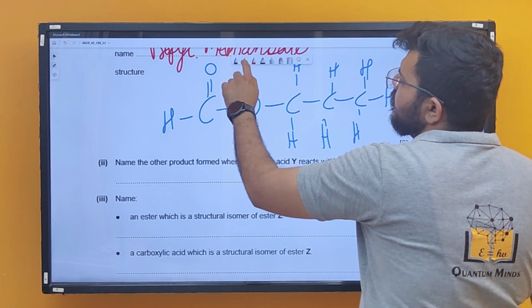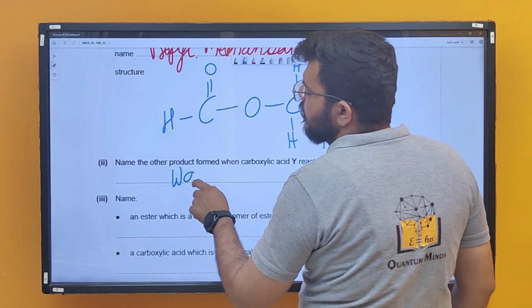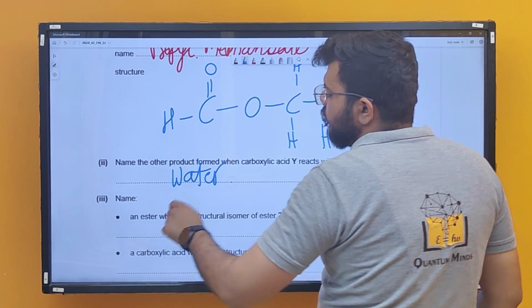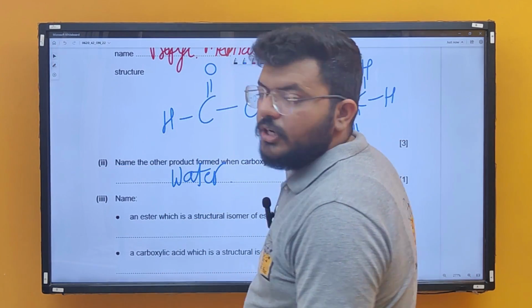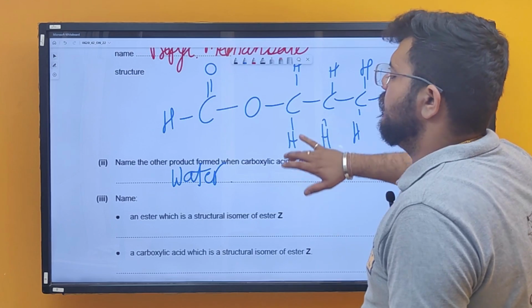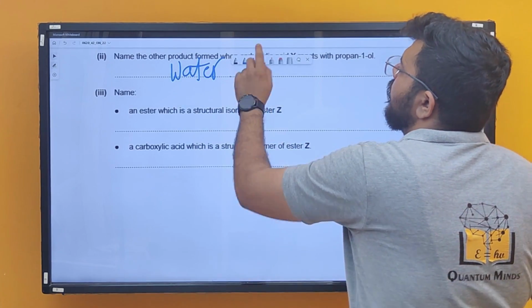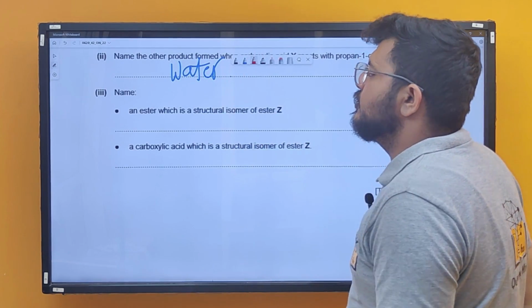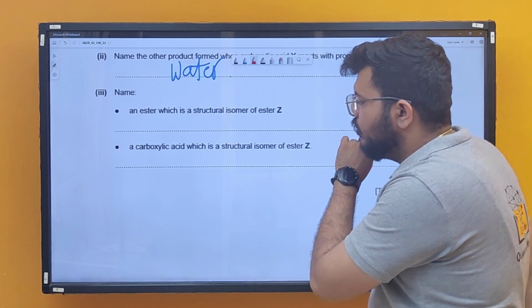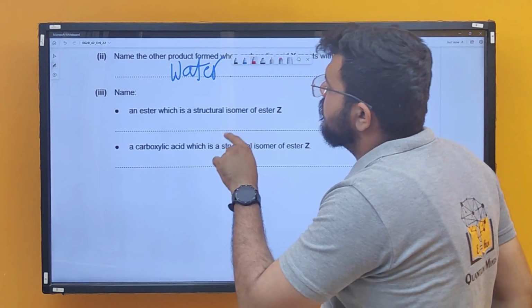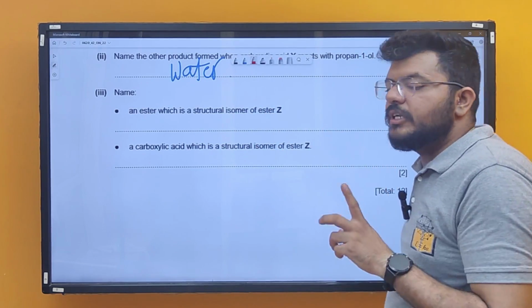Name the other product formed. I just told you water is formed in esterification reaction. We require concentrated sulfuric acid for esterification to happen, but water is given out because sulfuric acid is a good dehydrating agent. Name an ester which is structural isomer of ester Z.